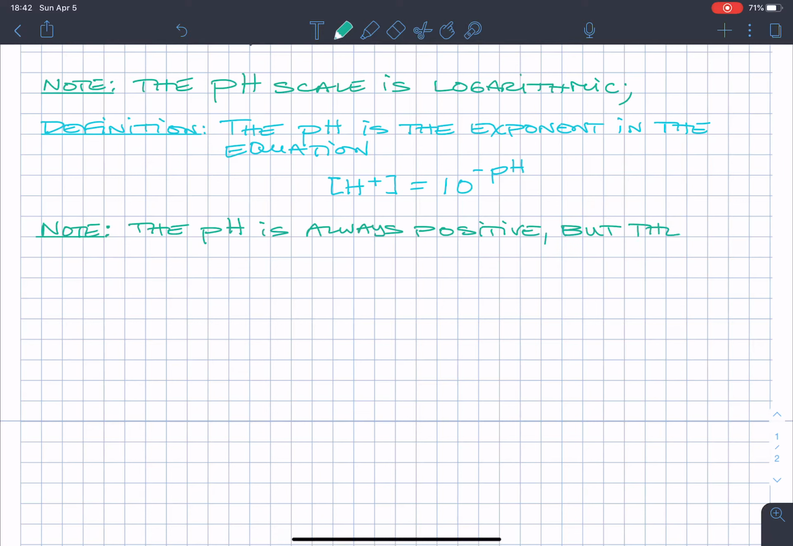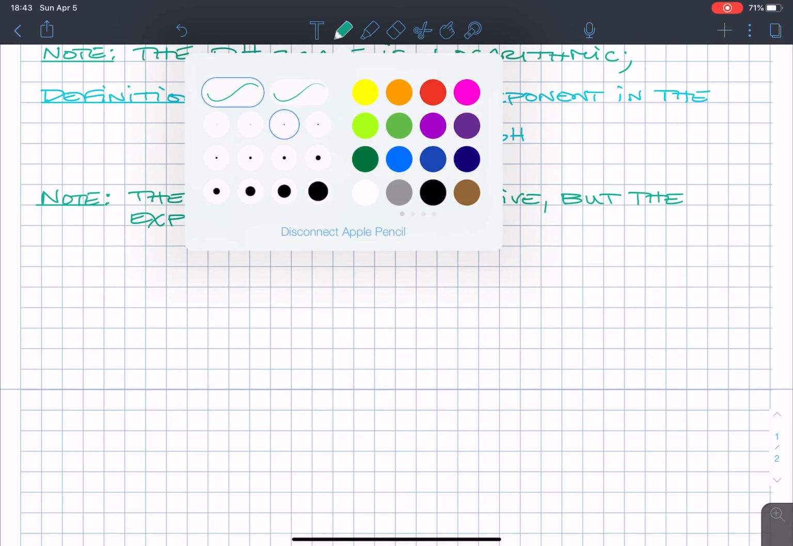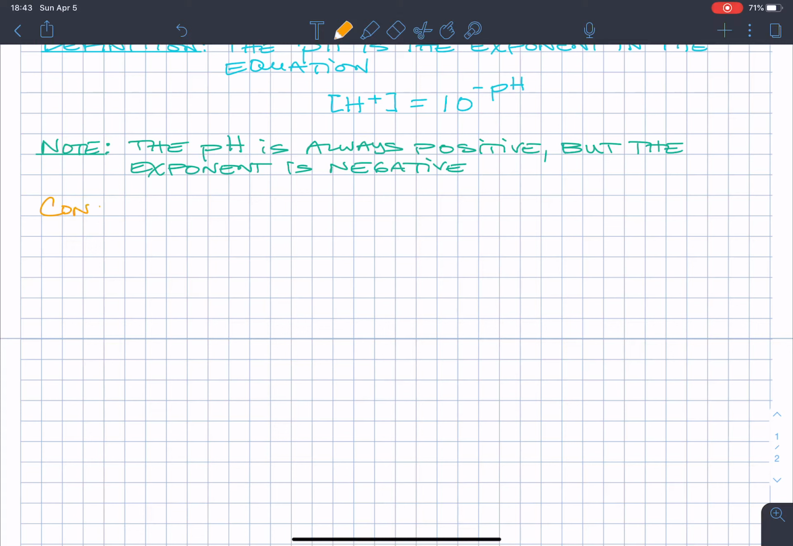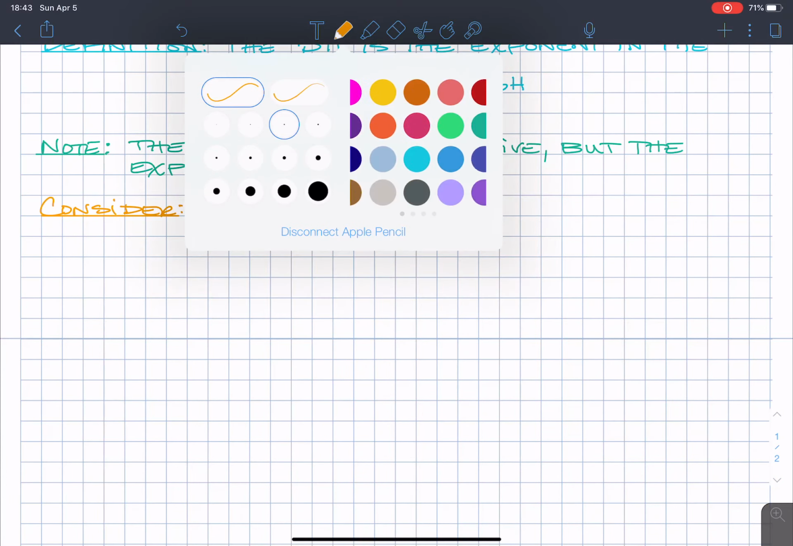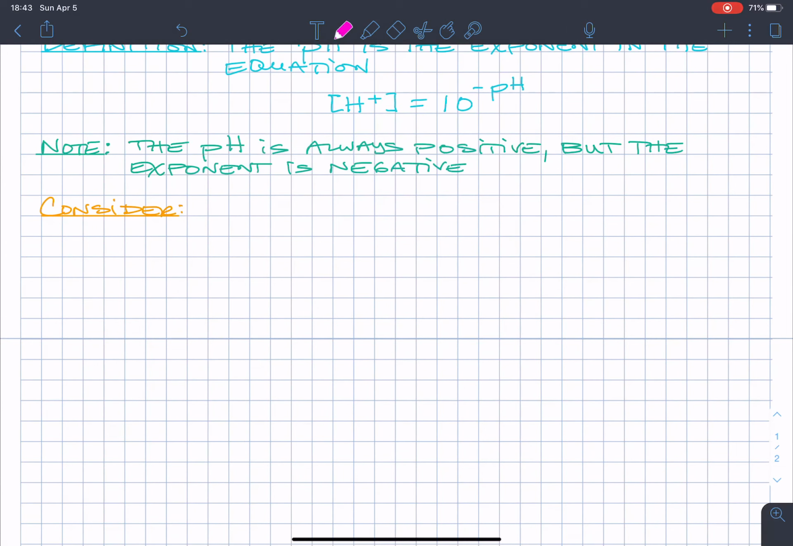But the exponent is negative in this equation, right? Okay, so what do I mean about that? Well, let's consider how I would change this from exponential form to logarithmic form. So let's consider, I'm going to write this in a specific manner.